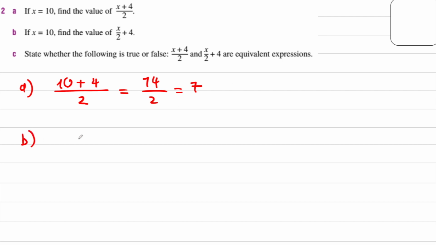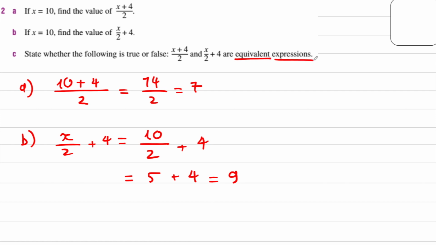And about B, this is 10. H divided by 2 plus 4 means 10 divided by 2 plus 4. Here is 5 plus 4 equals 9. State whether the following is true or false. Equivalent expression? Of course not, because when we substitute h equals 10, the given value in here and the given value in here, 7 is different to 9, so this cannot be right.